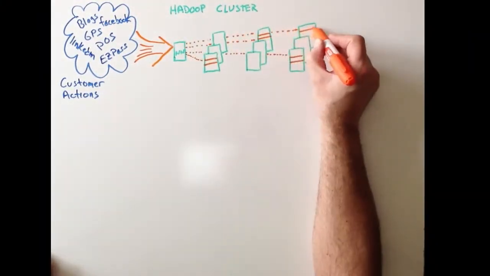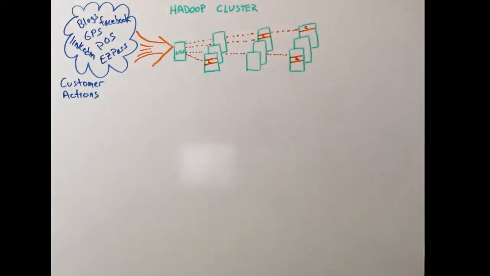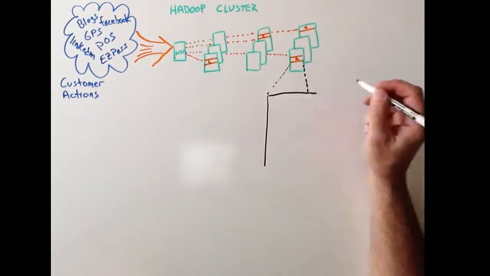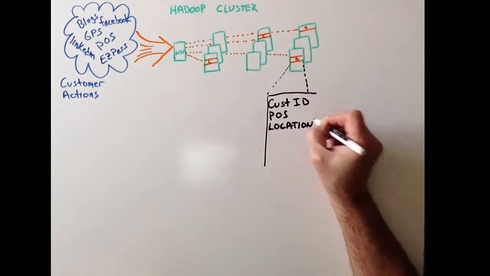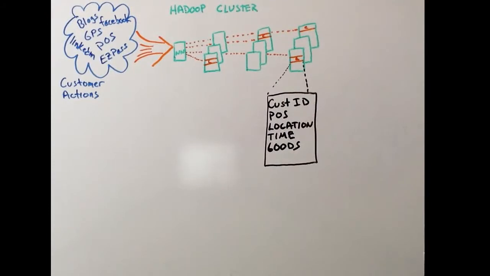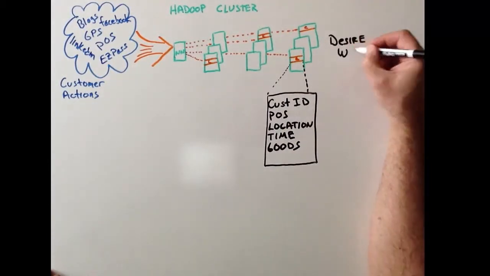Some of these pieces contain specific customer data. Sometimes it's the same customer multiple times on different job nodes, but they're all separate pieces of data. But you have information like the customer ID, the point of sale, the location, time, what goods or services they're purchasing. What is it we want to do?